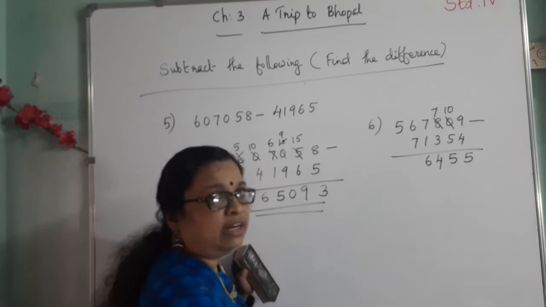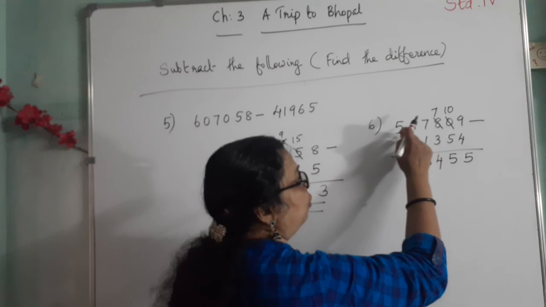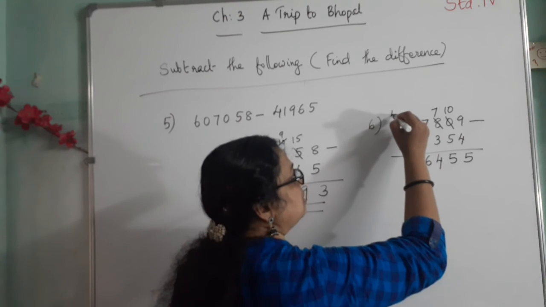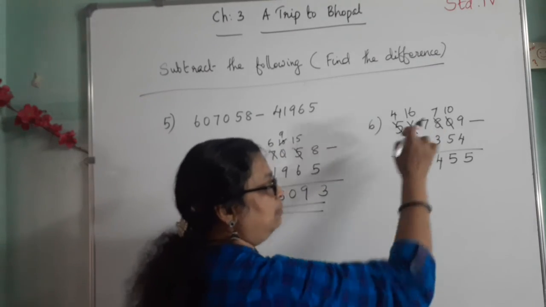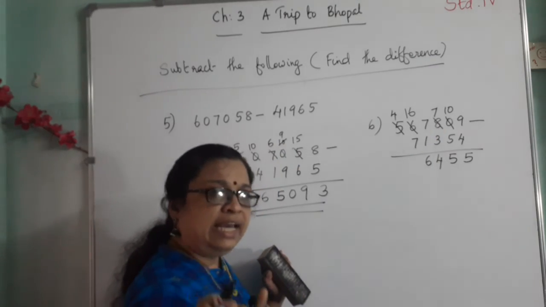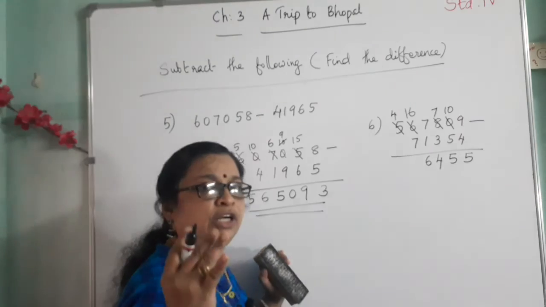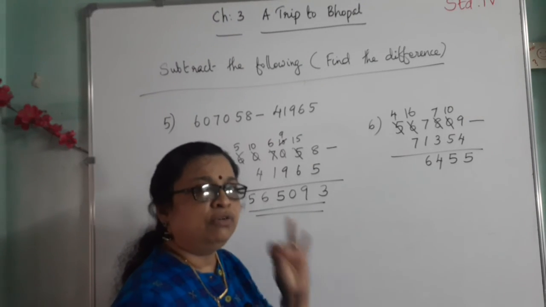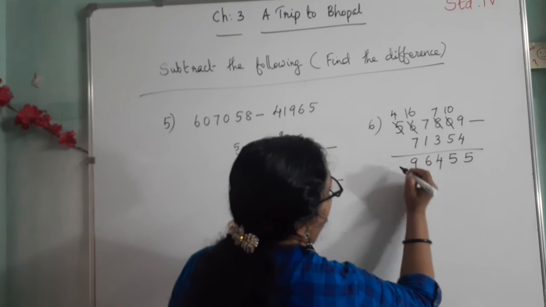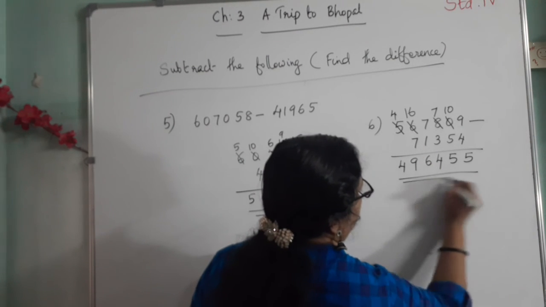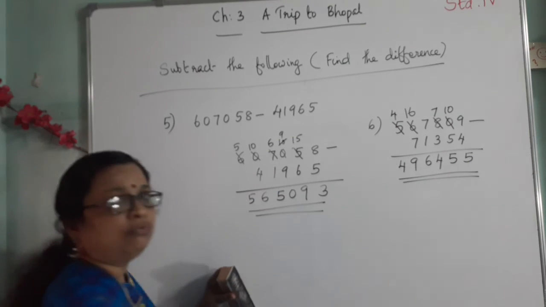6 minus 7, we can't subtract, so we borrow from the left. This 5 becomes 4 and this 6 becomes 16. Then 16 minus 7. 7 after 8, 9, 10, 11, 12, 13, 14, 15, 16, that is 9. Here 4 is there. So the answer is 4, 9, 6, 4, 5, 5.